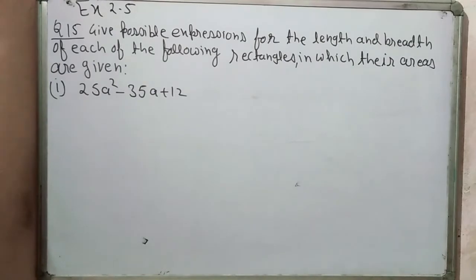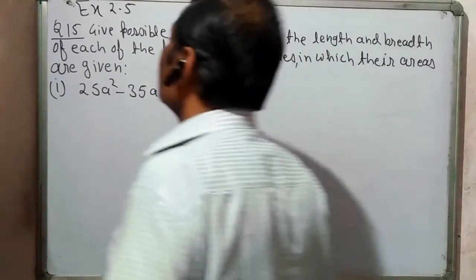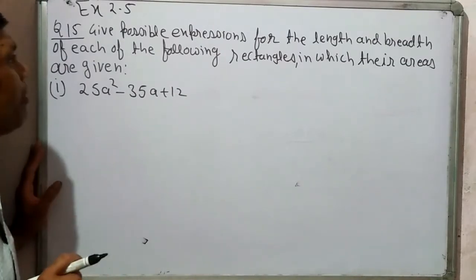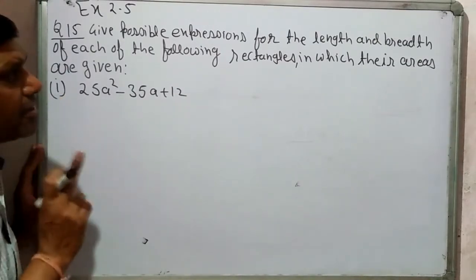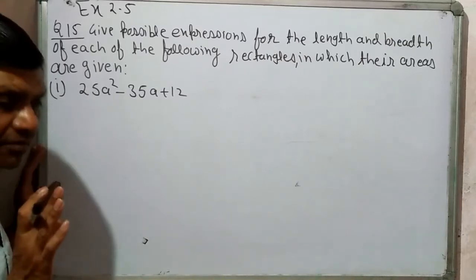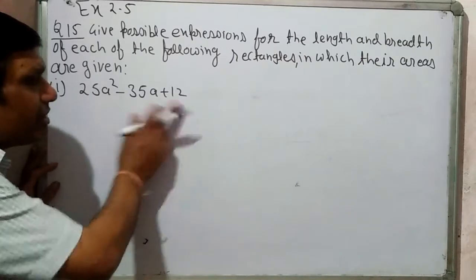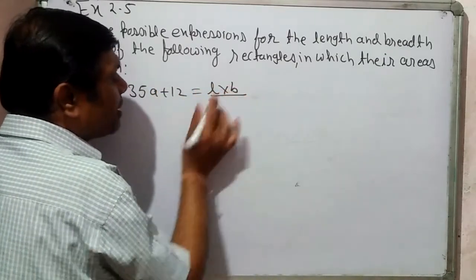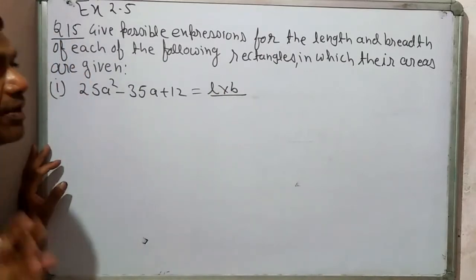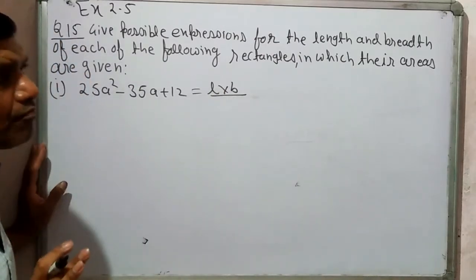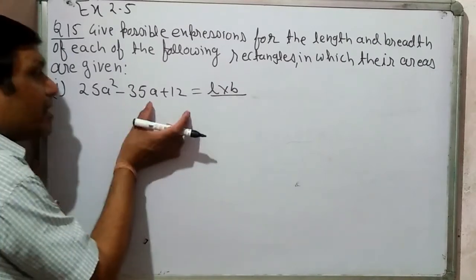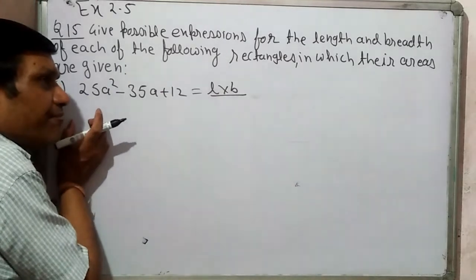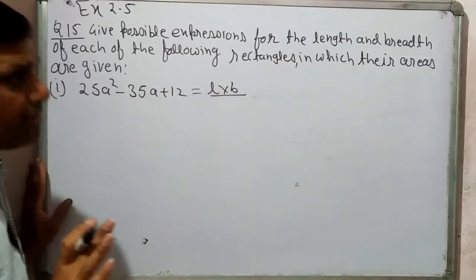Dear students, question number 15. What it says is, give possible expressions for the length and breadth of each of the following rectangles in which their areas are given. In the first part, we are given this area, and as we know, this area should be length multiplied by breadth. There is a formula for the area of a rectangle. We have to factorize the given expression to find one expression for length and the other for breadth.